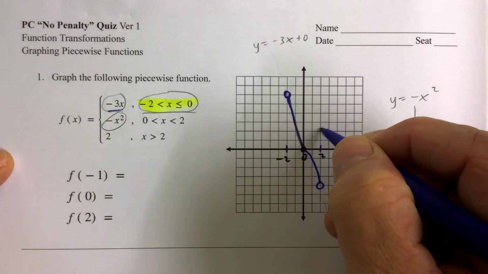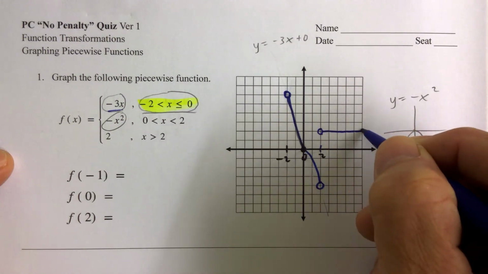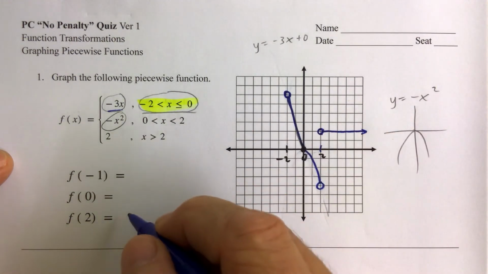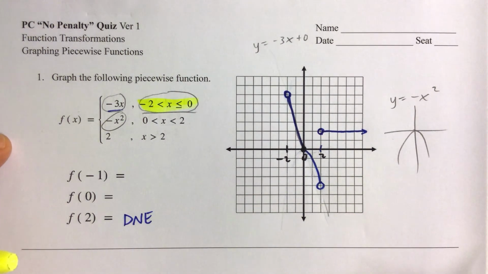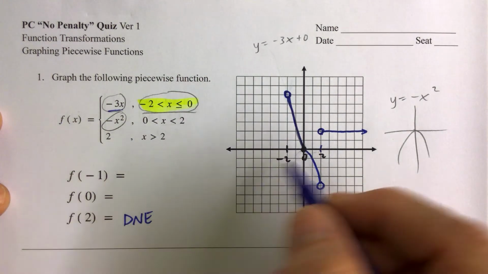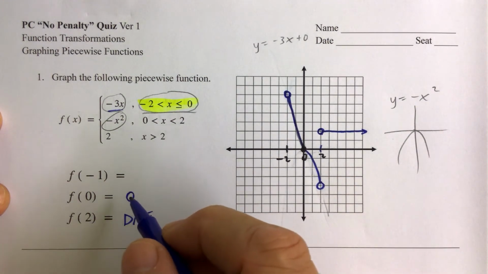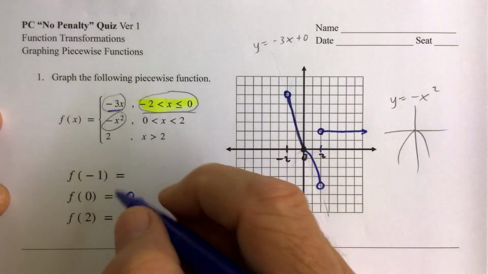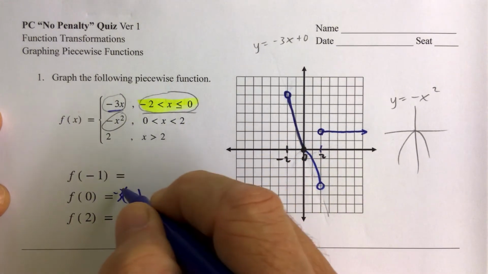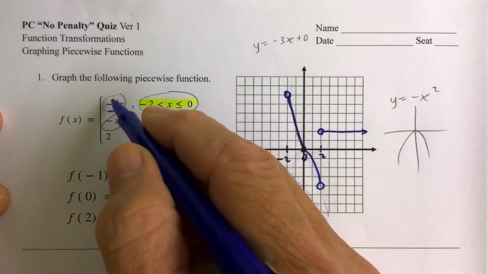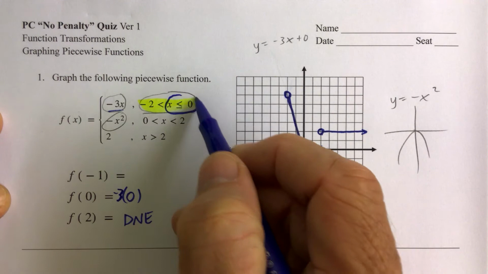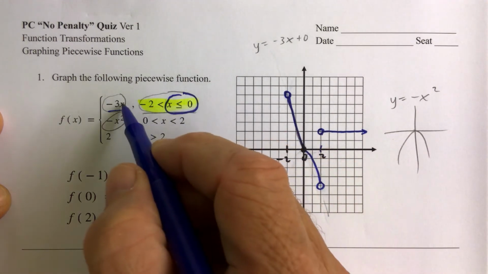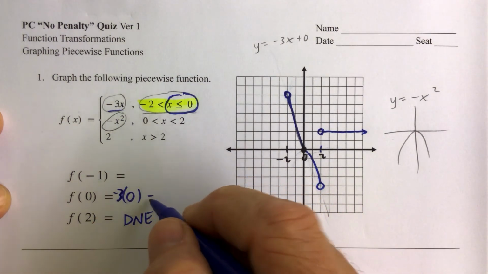So 1, 2, open circle there, because when we plug in 2 to the function, we get DNE. The function doesn't exist when you put in 2. 2 is not a part of the domain. f of 0, we can see from the graph, is equal to 0. But from up here, we would write negative 3 times 0. So if you use the definition of the piecewise function, you can see that x is less than or equal to 0. We then would put 0 in place of this x up here, and we would just get 0.